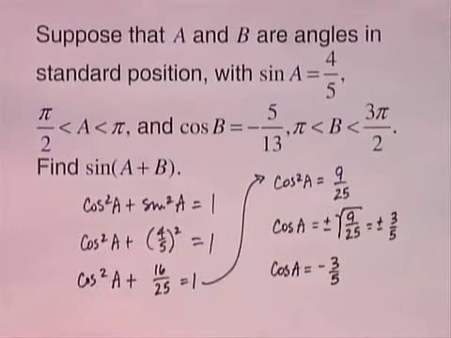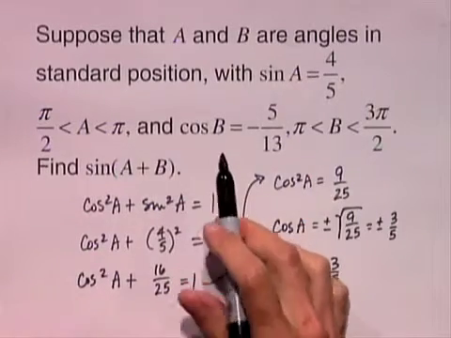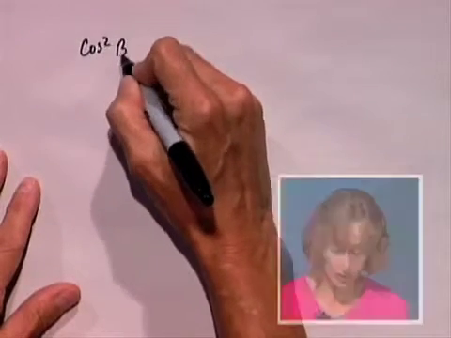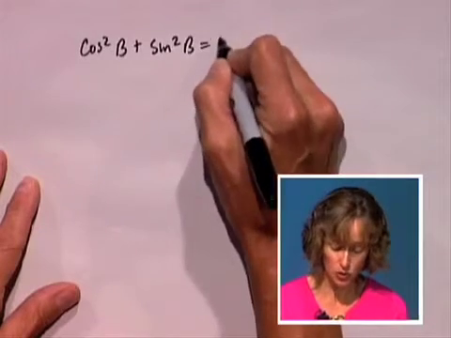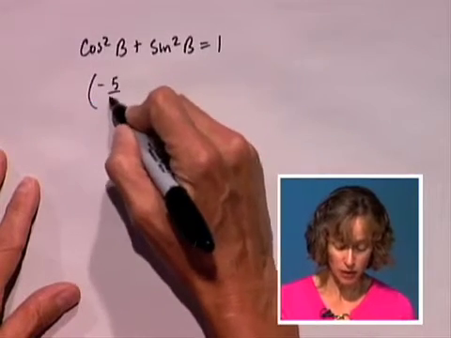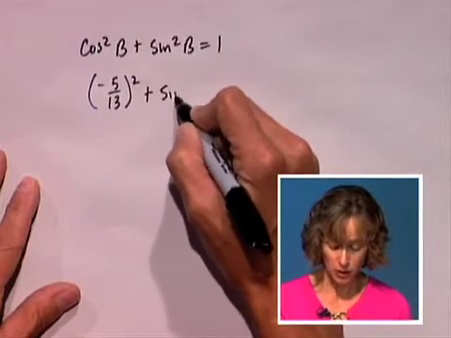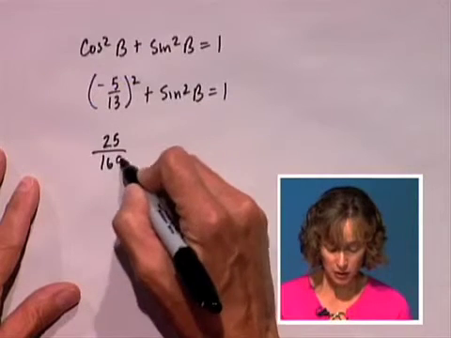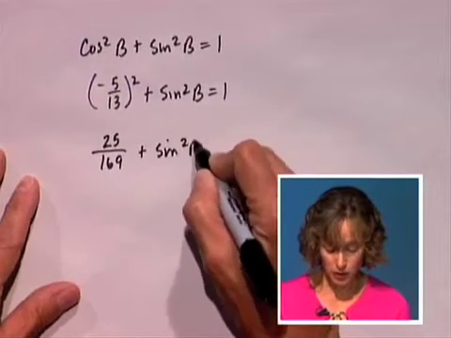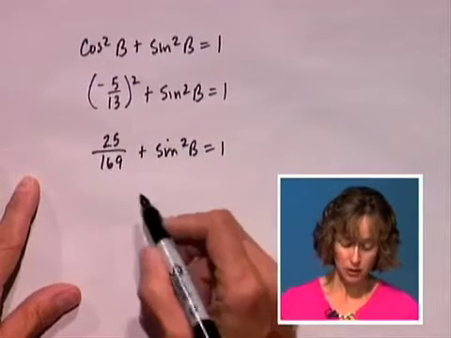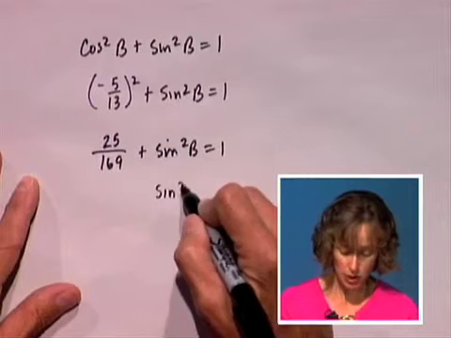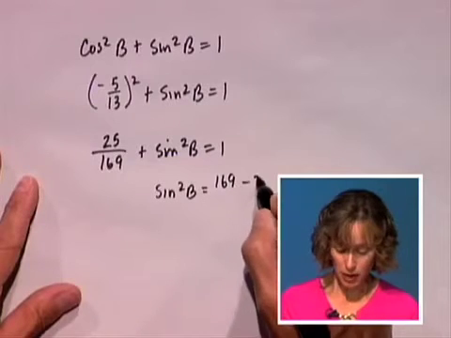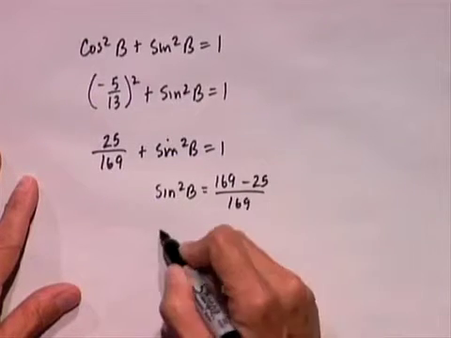Now I need to do all of that again, given cosine B is negative 5/13. So I have cosine squared of B plus sine squared of B is 1. Cosine of B is negative 5/13 squared plus sine squared is 1. Now I square the numerator, I square the denominator, and I'm looking for sine of B. So I'm going to subtract 25 over 169. So sine squared of B is going to be 169. Maybe I'll write this one down, minus 25 over 169.